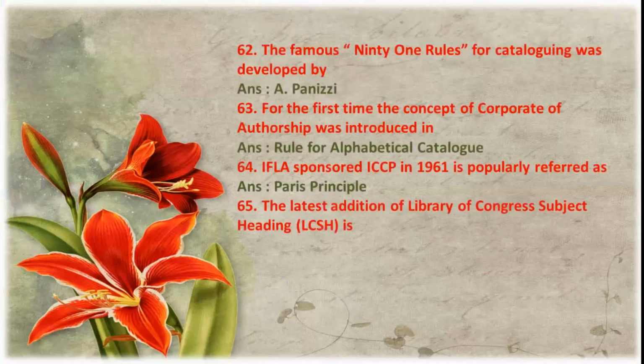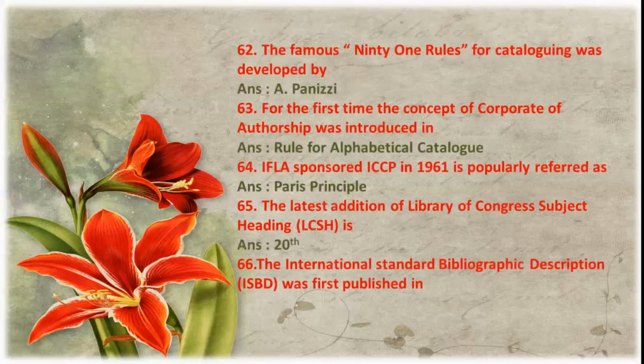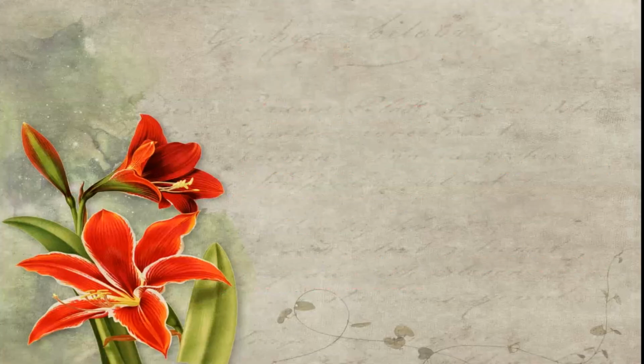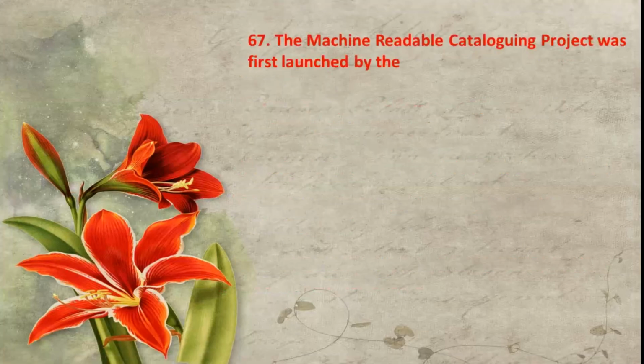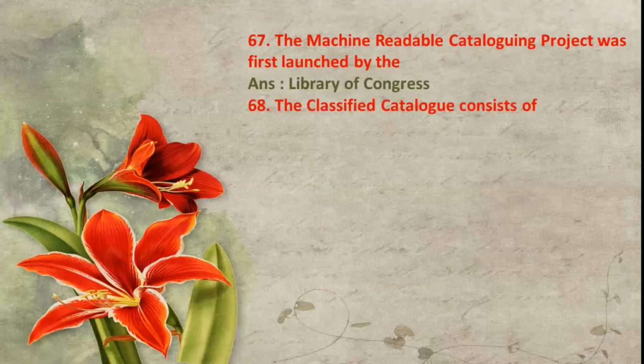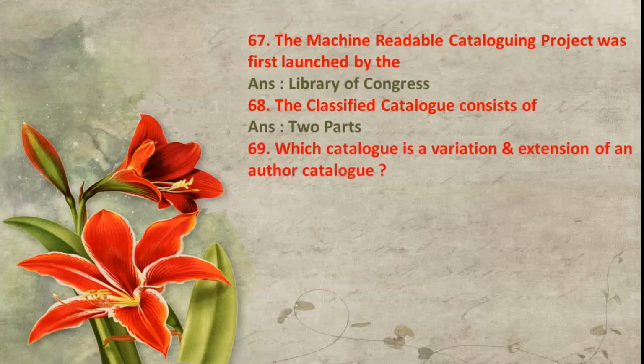The latest edition of Library of Congress Subject Headings, LCSH, is 20th. The International Standard Bibliographic Description, ISBD, was first published in 1971. The machine readable cataloging project was first launched by the Library of Congress. The classified catalog consists of 2 parts.